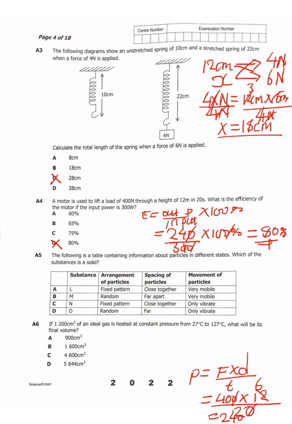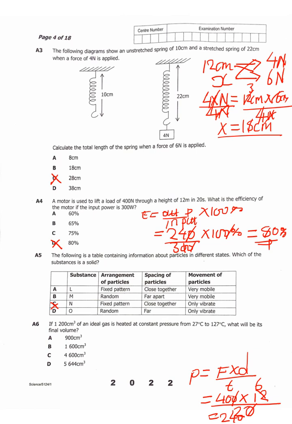Then for M, we have random, no. Far apart, no. For N, fixed pattern, yes. Close together, yes. Only vibrate, yes. So our answer here is C, because the particles in a solid have a fixed pattern, and they are close together. If these particles were to be heated, they can only vibrate.